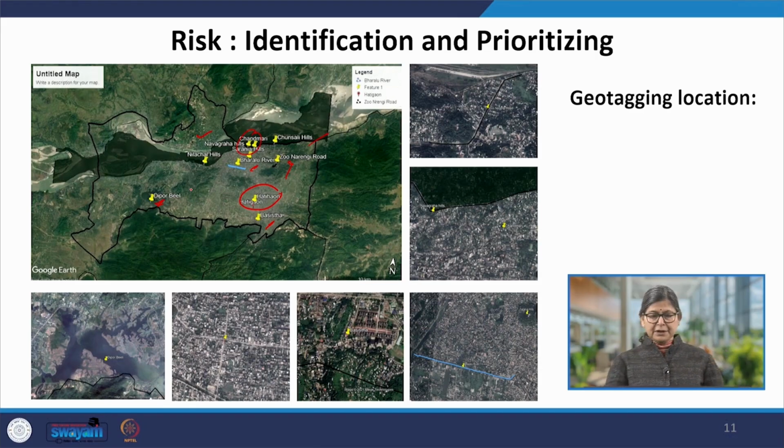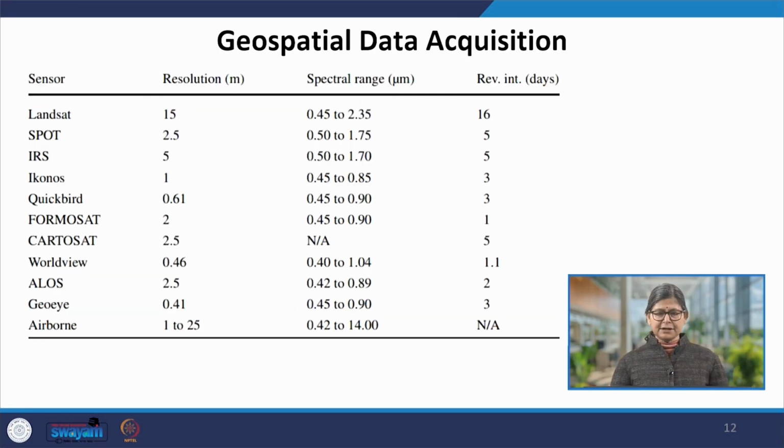So you can read it, and these are the geotagged locations. All of them have been geotagged. And the geospatial data was acquired using different sensors: Landsat, SPOT, IRS, IKONOS, all. Resolution, spectral ranges, and the revisit interval in days have been mentioned here. So you can read this table, which has been part of the geospatial data.